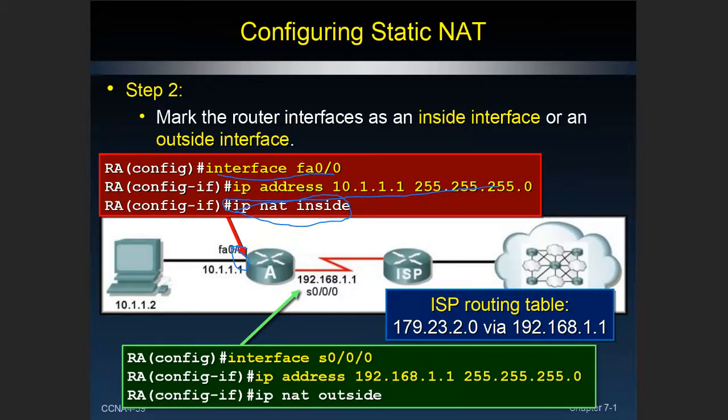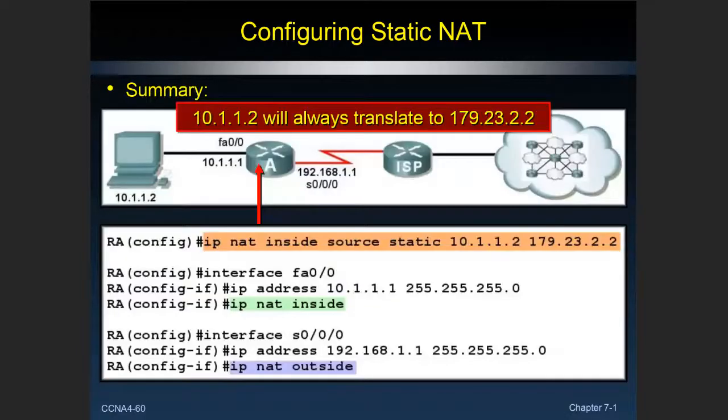Then we're going to go to our outside port. In years past, this was likely a serial port. These days, it's more likely to be an Ethernet-based port. We're going to say interface number, assign the IP address that we use to get to our service provider, and then say ip nat outside, and that will mark that port as an outside port, and the router will translate back and forth between those according to the NAT table that we made in the last slide. So here, 10.1.1.2 will always translate, because it's a static mapping, to the outside public address of 179.23.2.2. That's where all our customers expect to find our web server so they can order our products.